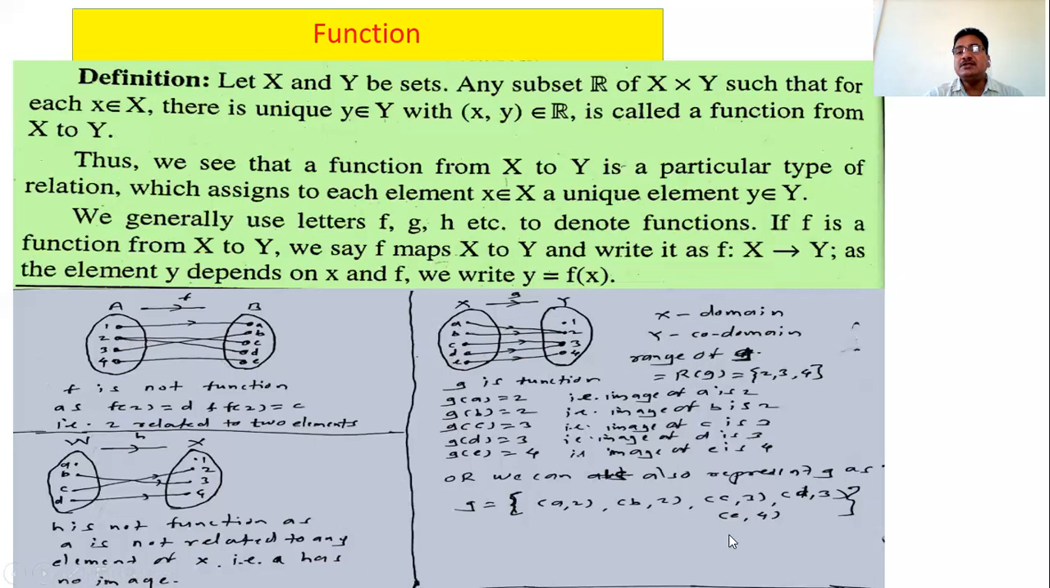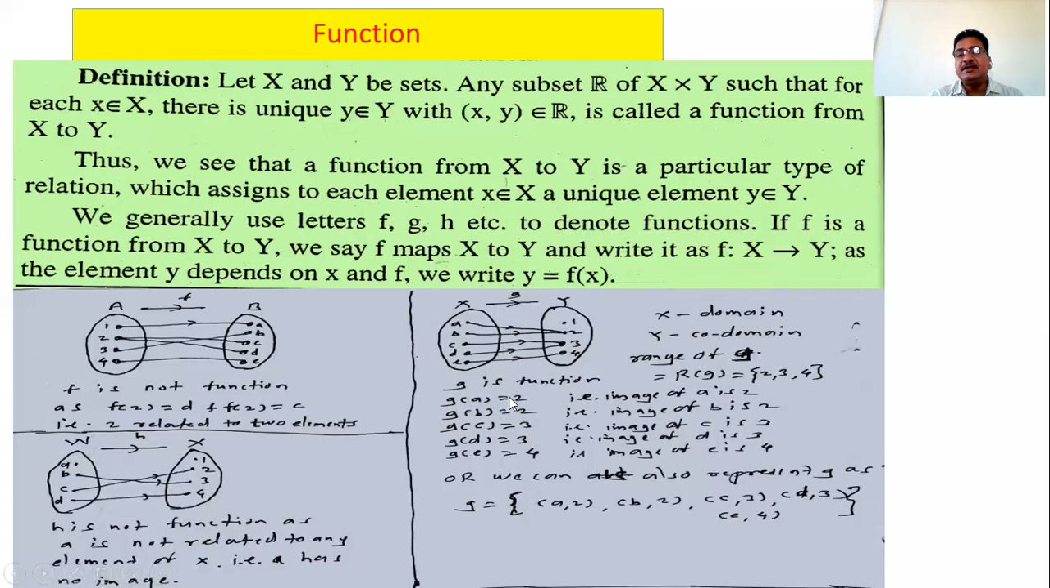Okay. So under this G, A is related to 2. How can we show that under G, A is related to 2? We write G in round brackets A is equal to 2. What is its meaning? G(A) = 2 means under the function G, A is related to 2. Or we say that the image of A under G is 2. That is, the image of A is 2 under the function G, or A is related to 2.